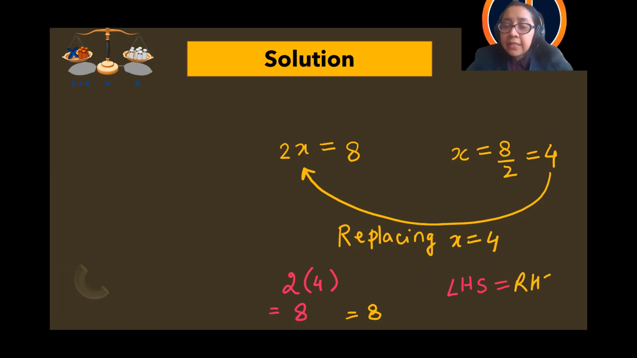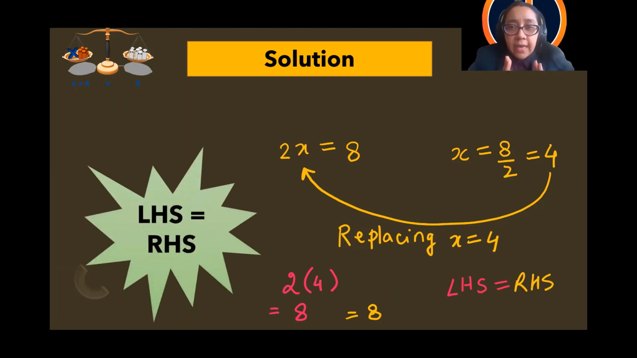So the basic condition for any solution, whether it is one variable, two variable, three variable, whatever, is that the left hand side will be equal to the right hand side. That is the most important thing to remember and take away from this. So if it satisfies the value of the variable that you have found, then that is the solution, or that is the root. So there are two names for it.